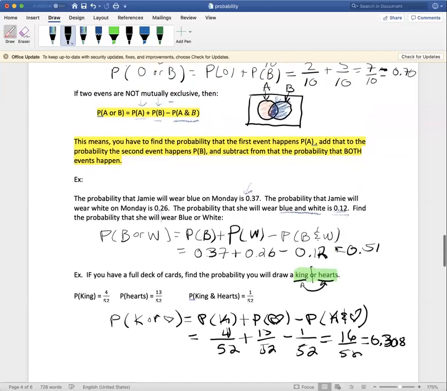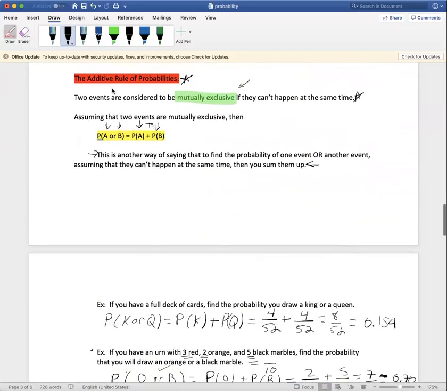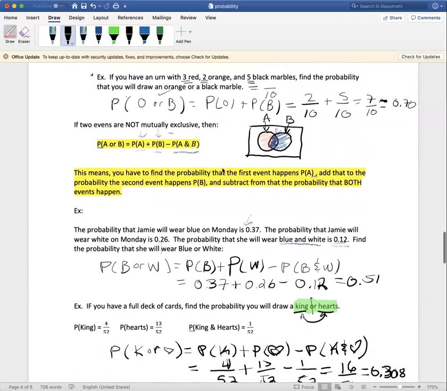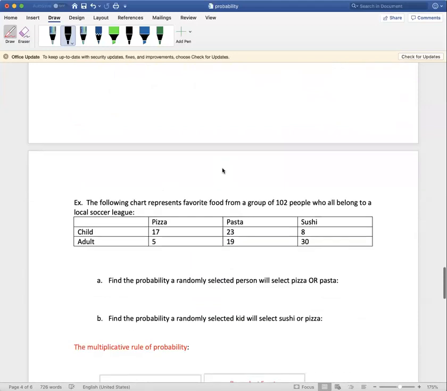Okay, and again, this is if you hear the word or. Anytime you hear the word or, I want you to think the additive rule of probability. So or means addition. And we're going to compare that to one more rule of probability in a few minutes.